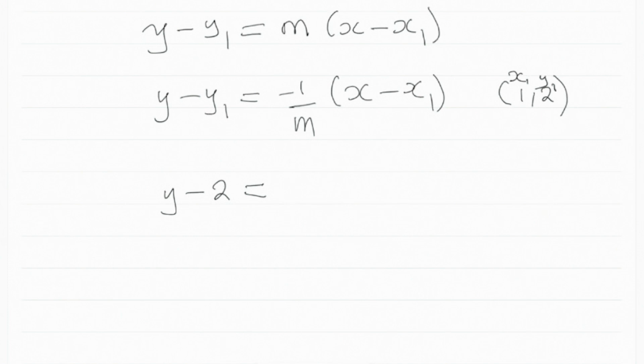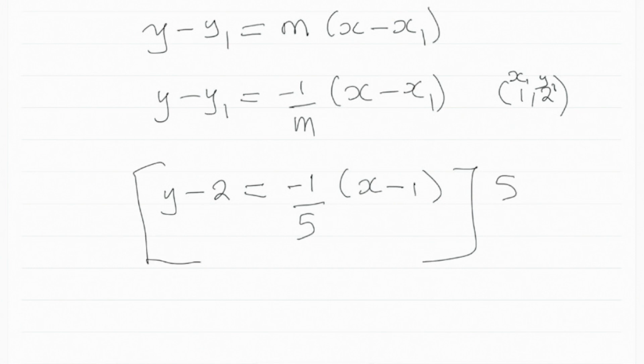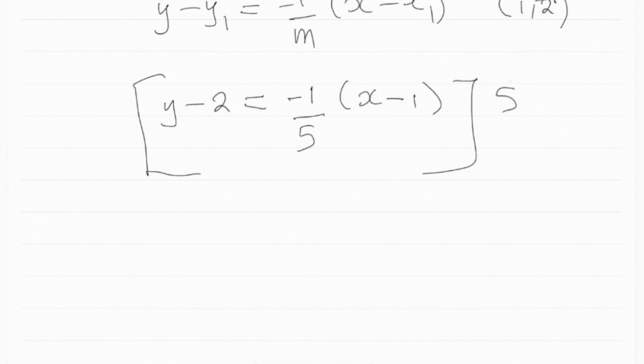We have y minus 2 equals the negative reciprocal of m. In this case, it's negative 1 over 5. Then x minus our x1 is 1, like that. And if we are to simplify this, we can say, okay, let us multiply throughout by 5. And so we are going to have this and this be eliminated, or it's going to cancel. Then you are going to have 5y minus 10 equals negative x plus 1 after expanding.